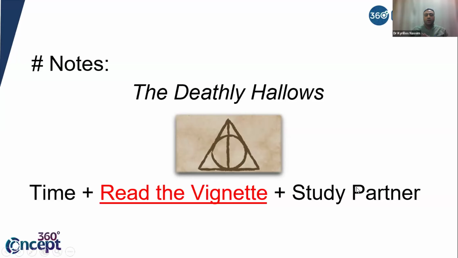Okay. Let's remember again the deathly hallows. Please be aware of the time, be aware to read the beginning, and to find a study partner. Let's begin with the first case.